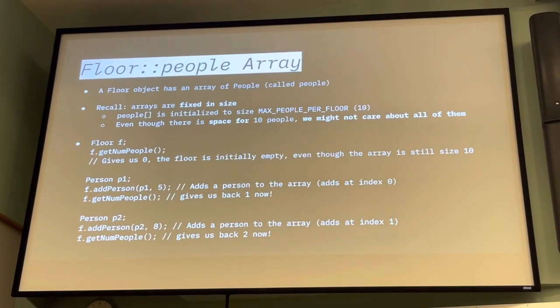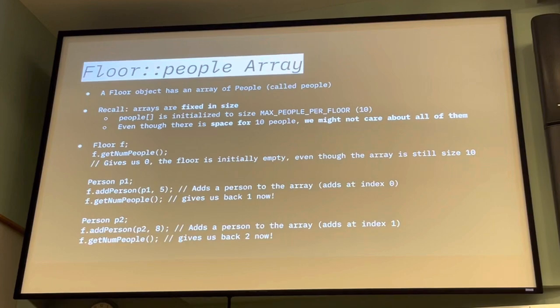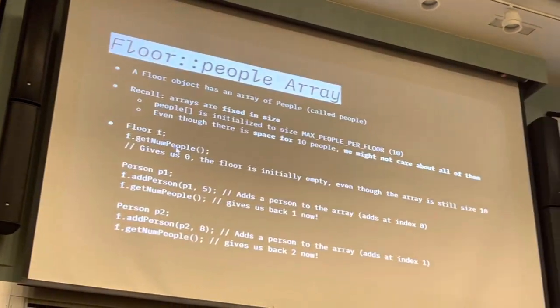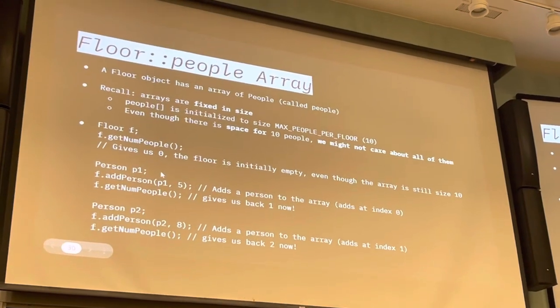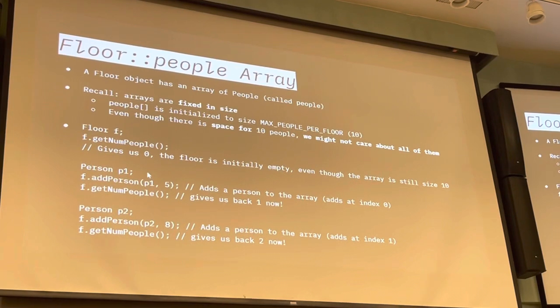At first, because of our default constructors that we learned about when we were coding our last project, there's not going to be any people on the floor. So this getter, getNumPeople, is going to return 0, because initially when we create a floor, there's not going to be anyone on it. There's no one waiting for the elevator.